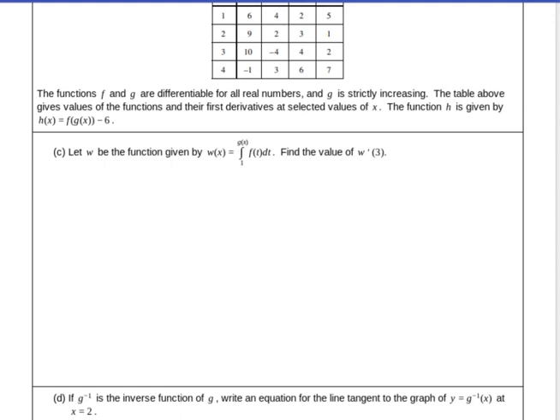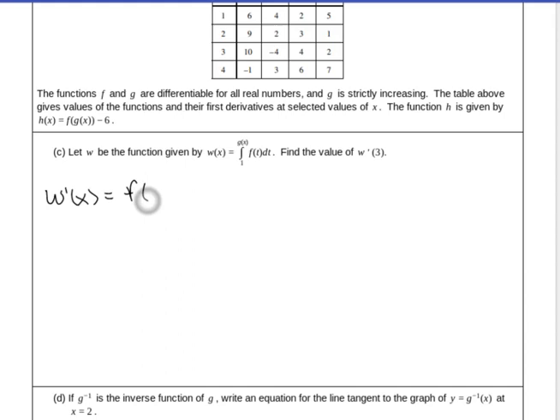Well, we can see that W is this accumulation function. So in order to find W prime of 3, we have to first find W prime of x, which means we're going to need to use the fundamental theorem of calculus. So W prime of x is going to equal the derivative of this integral. So we're going to plug in our upper bound.